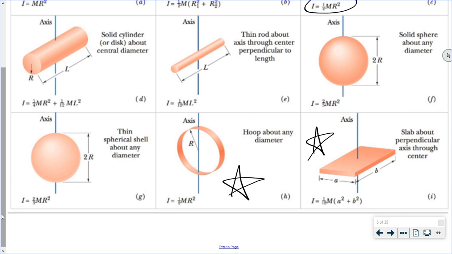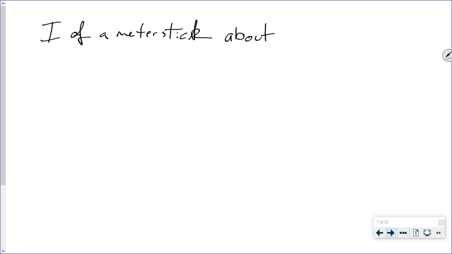Cool. So let's do a real quick example then of one. All right. So let's calculate the rotational inertia of a meter stick. So I of a meter stick. Now notice just saying that is not enough. You can't just calculate the rotational inertia of a meter stick unless you define the axis of rotation. Okay, so let's find the rotational inertia of a meter stick about its center of mass.